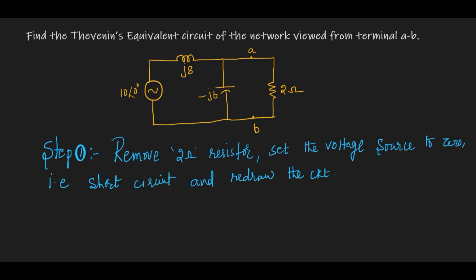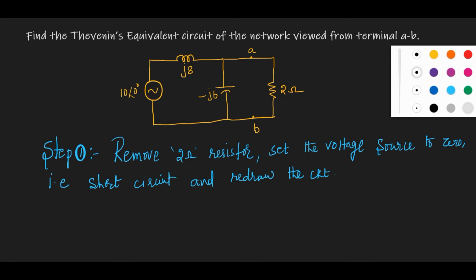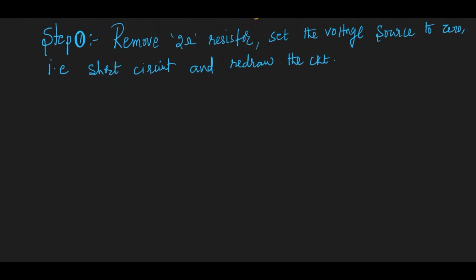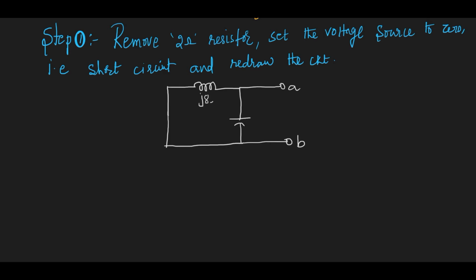So now we are going to redraw the circuit. That circuit consists of only inductive reactance and capacitive reactance, and we must short the voltage source and remove the 2 ohm resistor. That will be j8 and minus j6 should be there. Now here we are going to find the ZTH. That will be step 2, calculation of ZTH.